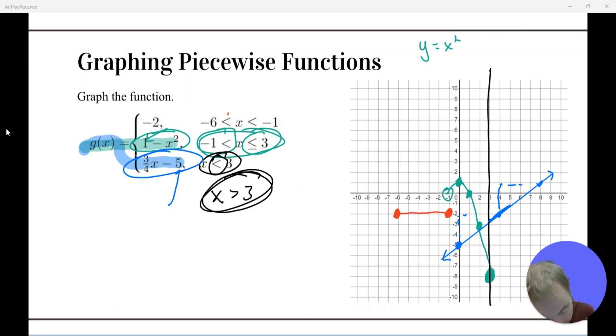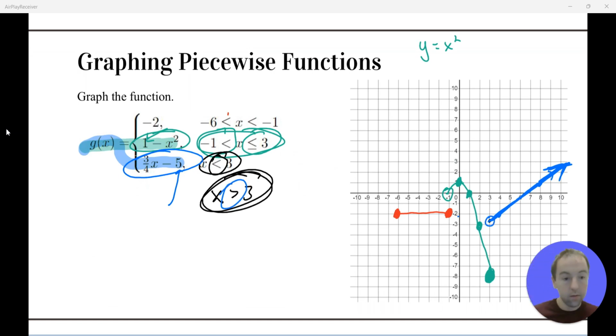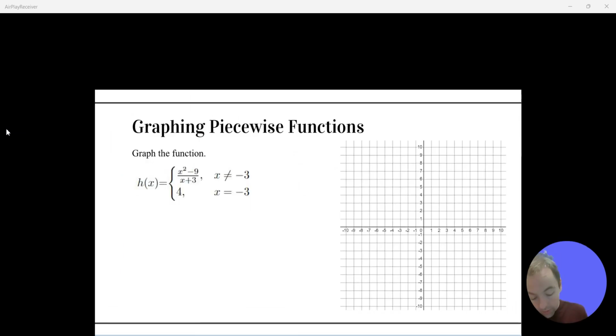So it's just going to be this line from there and onwards when we have that 3/4 x minus 5. So the rest of this blue line can be erased right there. And that's basically what we'll have. Because it's strictly greater than 3, we want to also make sure that we put a nice little open dot right there to show that there's not a function value on the little blue line that we have right there. That's it. So that's that example right there.